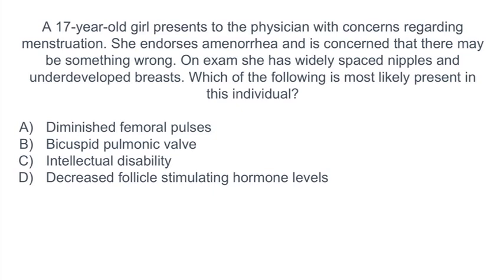Hopefully from the question stem, you notice that this patient has Turner syndrome. We can deduce this based on amenorrhea, widely spaced nipples, and underdeveloped breasts. Because Turner syndrome is associated with coarctation of the aorta, she will most likely have diminished femoral pulses. So the correct answer is A. This occurs because the blood flow traveling to the lower extremities is impaired from the coarctation of the aorta.